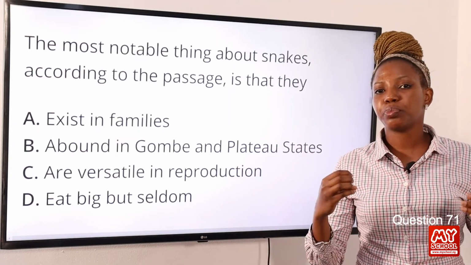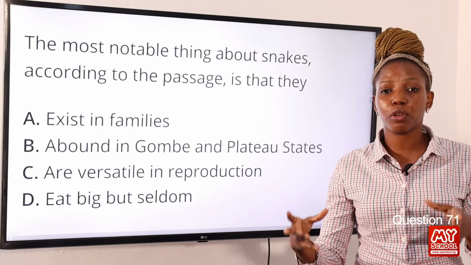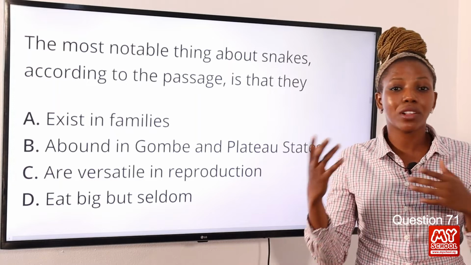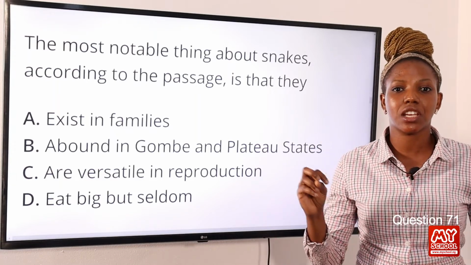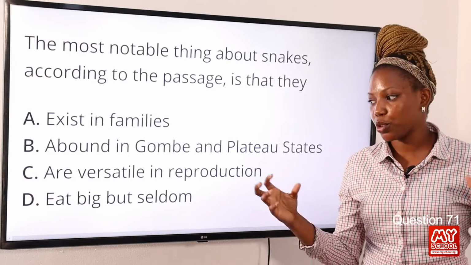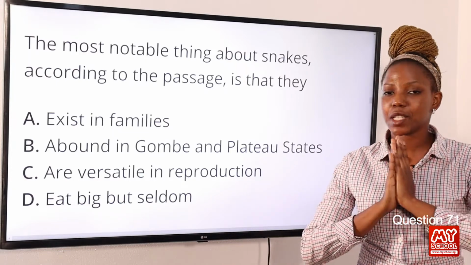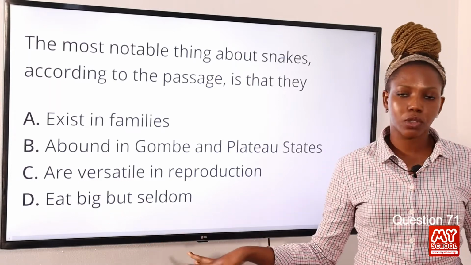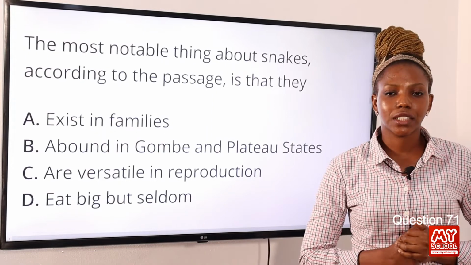And then the passage gives an example of this illustration. It tells us that some snakes eat their next meal after months, while some eat twice in a year. So this is inadequate or meager as the passage has used it. So option D clearly explains this, and it is the answer to this question. Eat big but seldom. Option D therefore is the correct answer to this question.